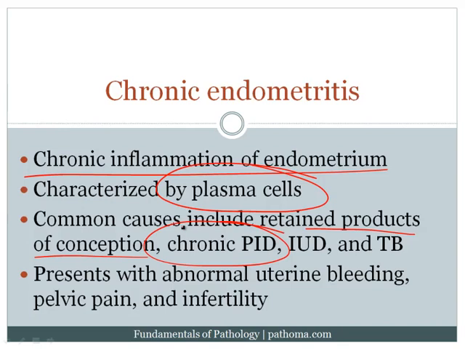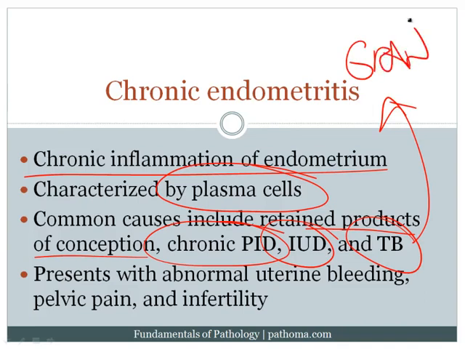Common causes include retained products of conception, and chronic pelvic inflammatory disease; chlamydia, for example, can give you chronic endometritis. An intrauterine device can become secondarily infected and give chronic endometritis. TB would give you chronic endometritis, and in that particular case, of course, we would see granulomas. So we would get granulomas with TB. I think we're all well aware of that. These patients present with abnormal uterine bleeding, pelvic pain, and infertility.